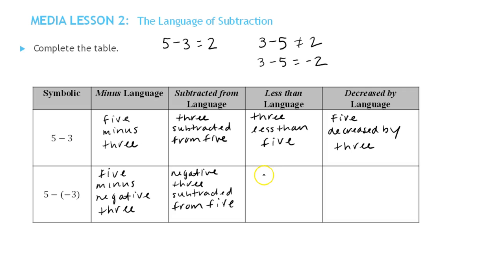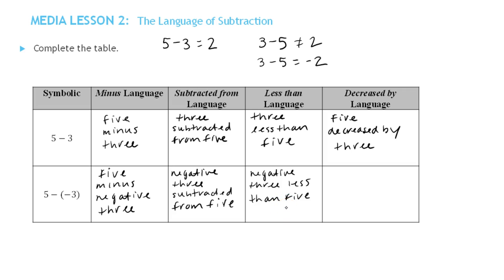Using less than language, we would say -3 less than 5. And let's just take a moment to realize this is a different less than from the less than symbol. We're not saying -3 is less than 5, even though it is. We're saying we are subtracting -3 from 5. So -3 less than 5 means subtract -3 from the number 5. So this is different than inequality less than.